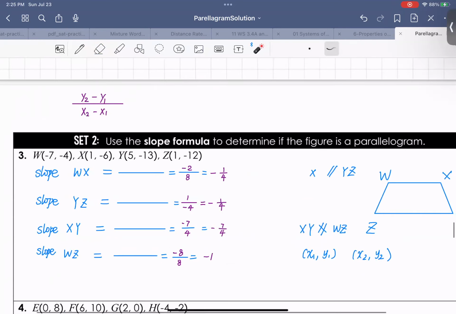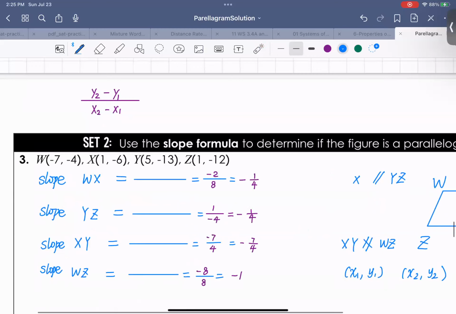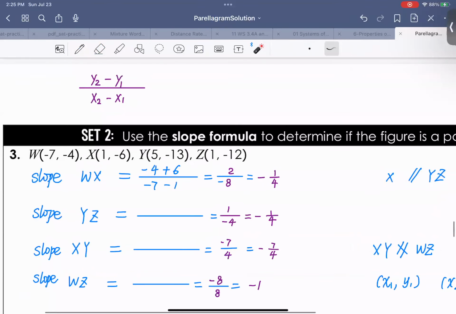First, you still draw it. So you will draw by the given order, you do W, X, Y, Z. And then your WX slope, go ahead. Your WX slope, how do we calculate this? So -4 plus 6 over -7 minus 1. Yeah, -4 minus -6 plus 6, -7 minus 1. Okay, so this becomes positive 2 over -8, which is -1 over 4.